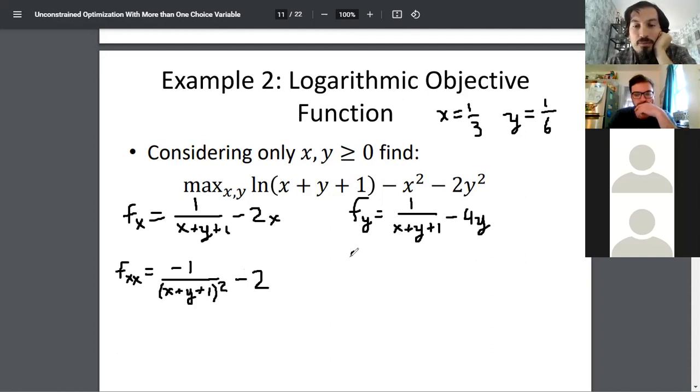What should we do next? How about f_yy? f_yy is pretty similar. It is, because this whole thing is raised to the -1 power, we need to reduce the exponent by 1. -1 becomes -2. We need to multiply it by -1 because that's the exponent, so it's now -1. If there was a chain rule term, we would add that too, but there isn't. It's simply this, -1 over x plus y plus 1 squared.